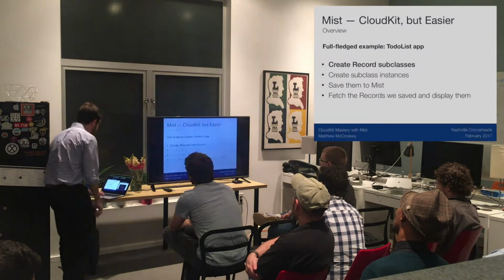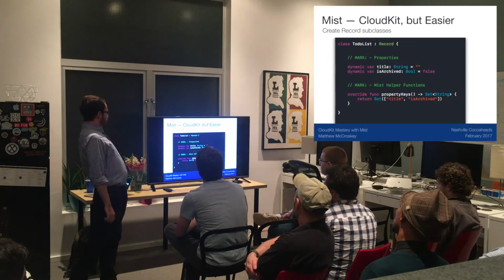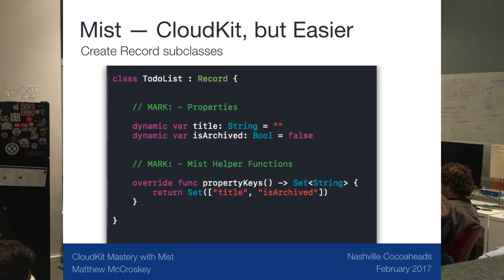So here's a very high-level example of what this looks like. If you want to create a to-do list, this is how you would do it. There's an abstract class Record in Mist, so all of your classes are just subclasses of that. It is backed by Realm. These might look a little familiar if you've ever used Realm. I'm just using Realm. I can get into the details of how that works if you're interested. But you just follow the same rules you would follow with creating a class in Realm, which is pretty straightforward.